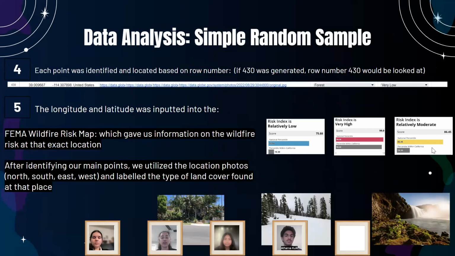These values were then fed into the FEMA wildfire risk map, which gave us information on the wildfire risk at that exact location. After identifying our main points, we utilized the location photos, north, south, east, and west, and labeled the type of land cover found at that location.